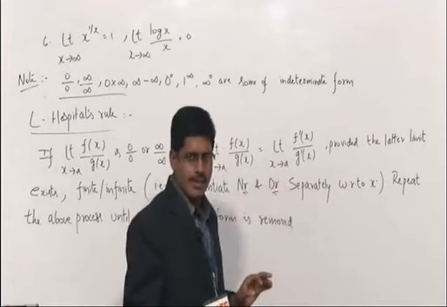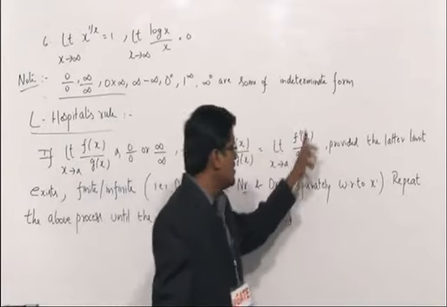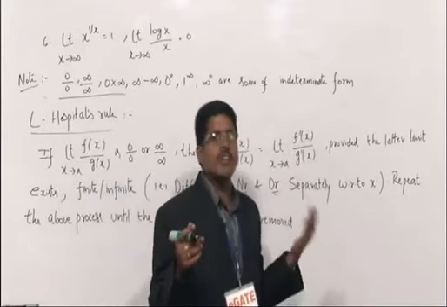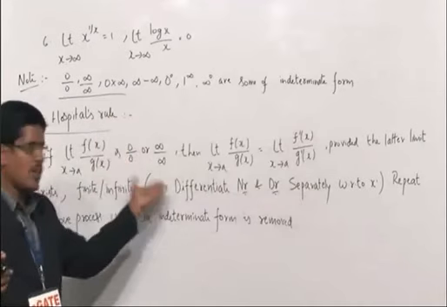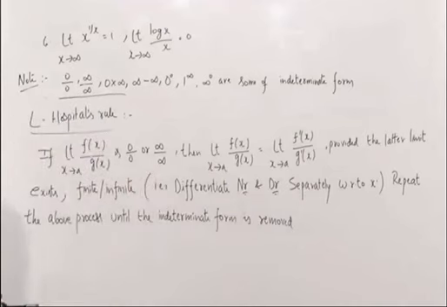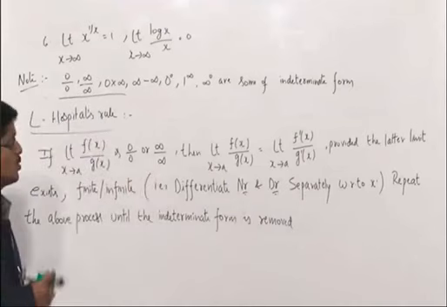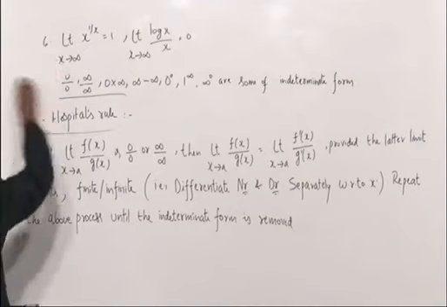Don't apply the u by v quotient rule like that. Provided this limit exists. In this case also, if you get 0 by 0 or infinity by infinity, then repeat the above process until the indeterminate form is removed. So don't worry, I will show you one or two examples on these models using standard limits and using L'Hospital rule. Please learn these standard limits formulas and the standard indeterminate forms by heart.